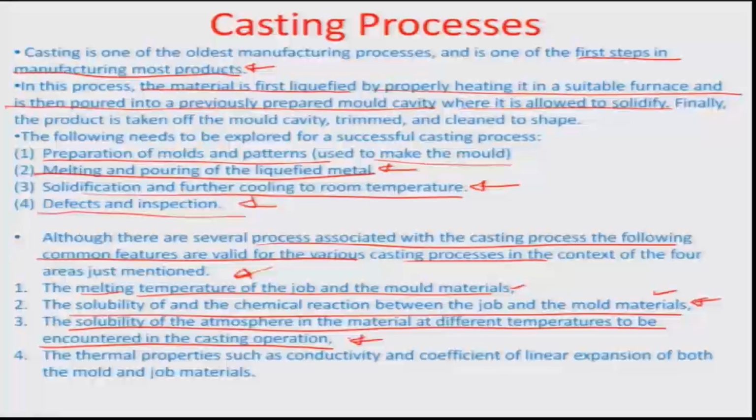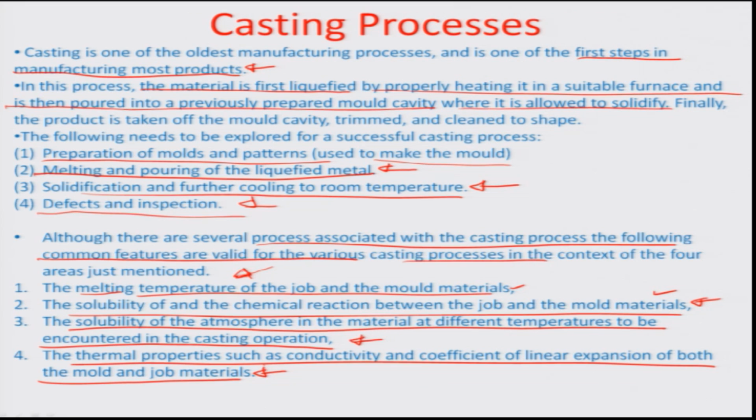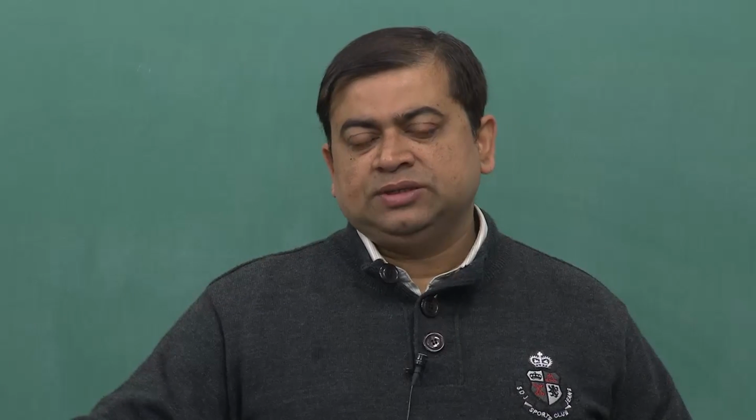The thermal properties such as conductivity and coefficient of linear expansion of both the mold and the job materials are also very important, because you have to have an engineering dimension allocated to some material which is being cast. And so, therefore, you must consider allowances because of these shrinkage phenomena. Obviously, metal poured in hot state is going to cool off, which is going to make the volume smaller, and then it is also going to cool down further from the solidification point to the room temperature, which is going to be linearly contracting the material further.